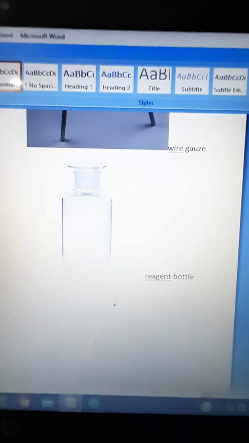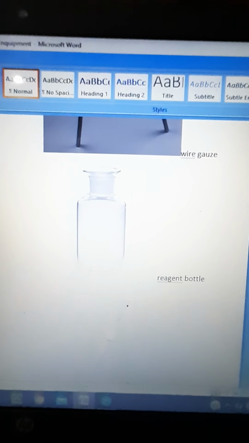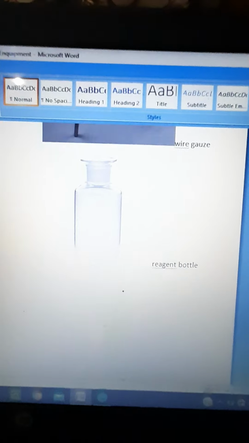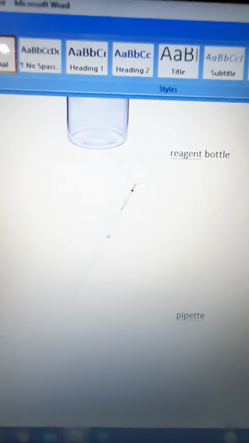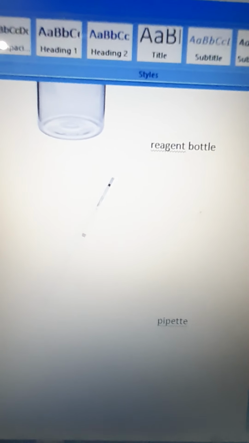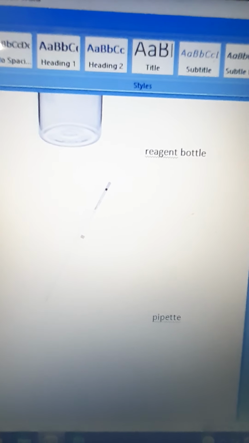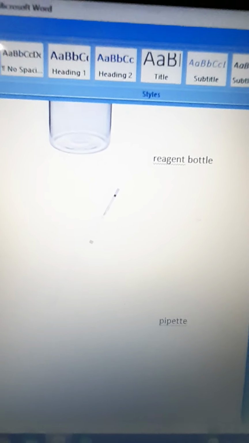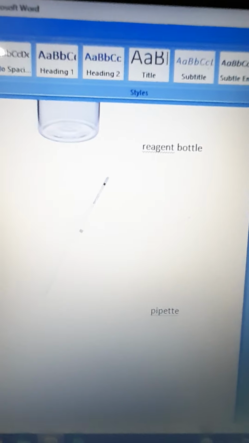In a lab, the reagent bottle always has to be labeled. It is always labeled to show the name of the chemical stored in it. Now the pipette is not very clear in the diagram, but it will be shown to you in the lab, so no worries. The pipette is used as a dropper to pull liquids out or pour liquids in during the experiment.